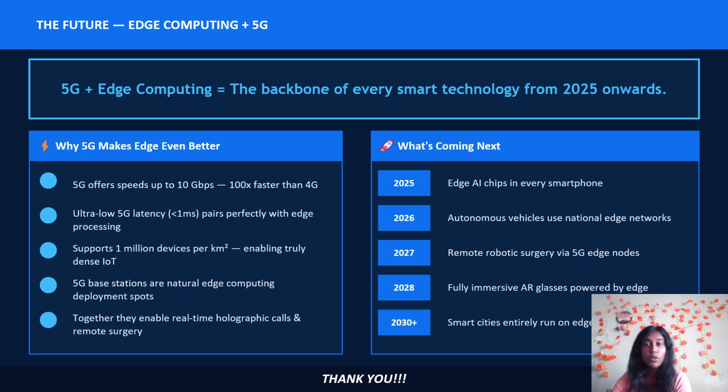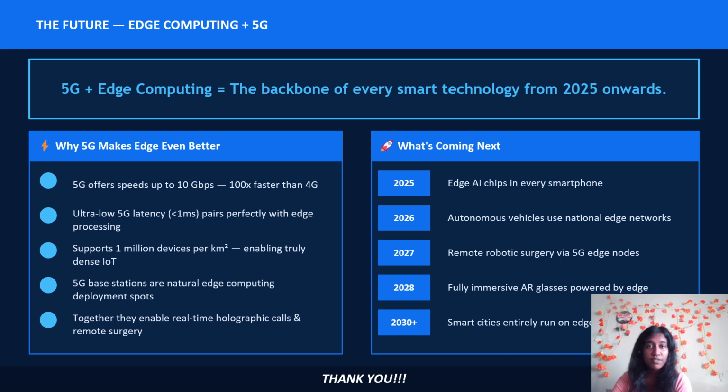And what's the smart part of this? The engineers are co-locating edge computing nodes directly at 5G base stations. The infrastructure is already being built. You just add compute power to the antenna towers. Look at this timeline and remember that this is a world your generation will build.